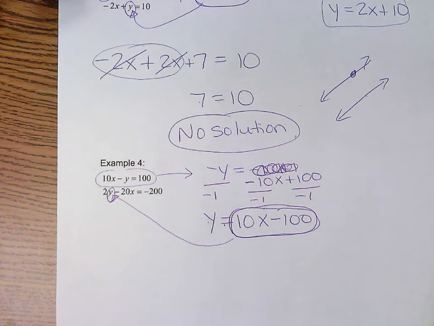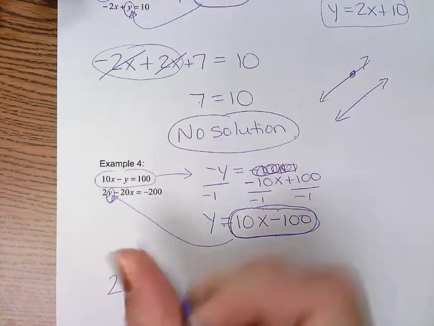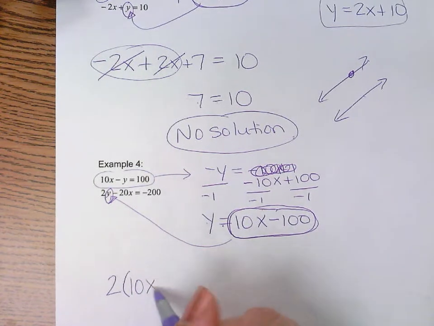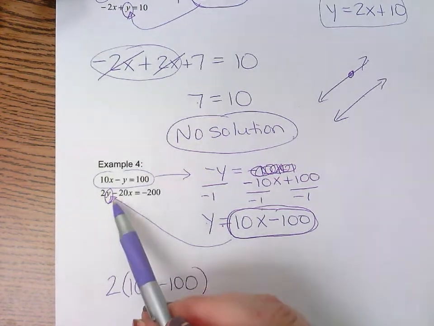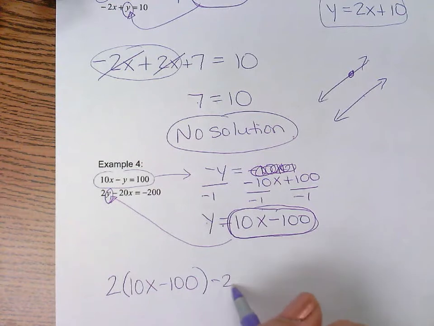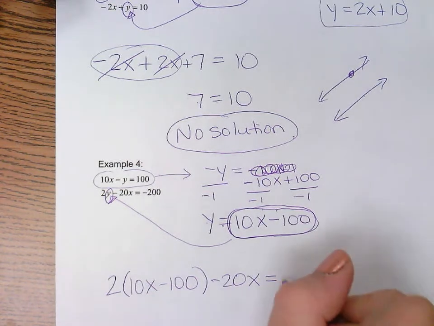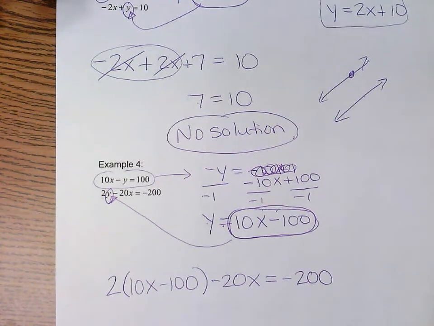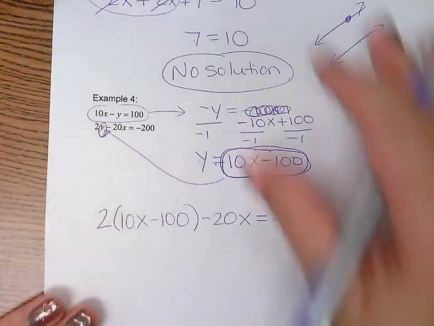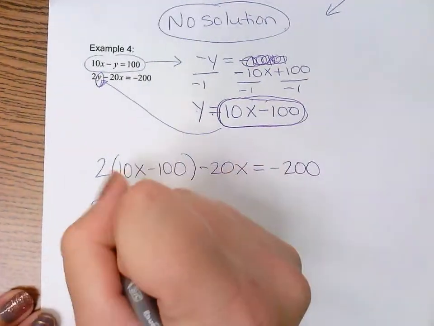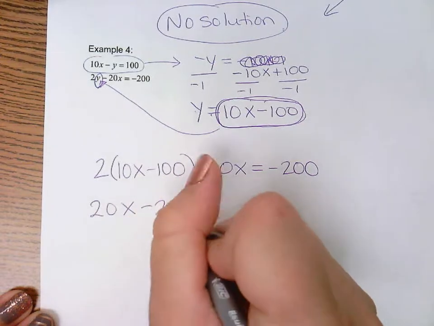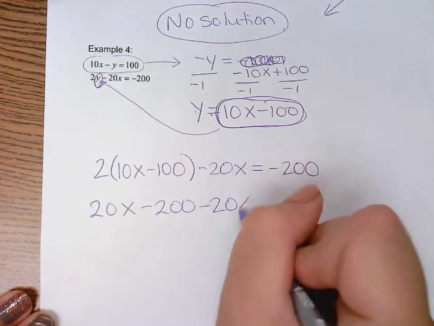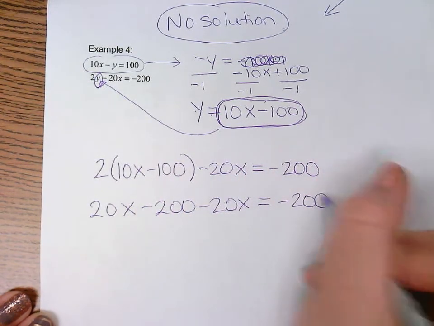And you could have solved for x. I just happened to keep solving for y because it's the easier variable, I guess, for these examples. So let's see, I have 2 times parenthesis 10x minus 100 minus 20x equals negative 200. So now I'm going to solve for x. 20x minus 200 minus 20x equals negative 200.